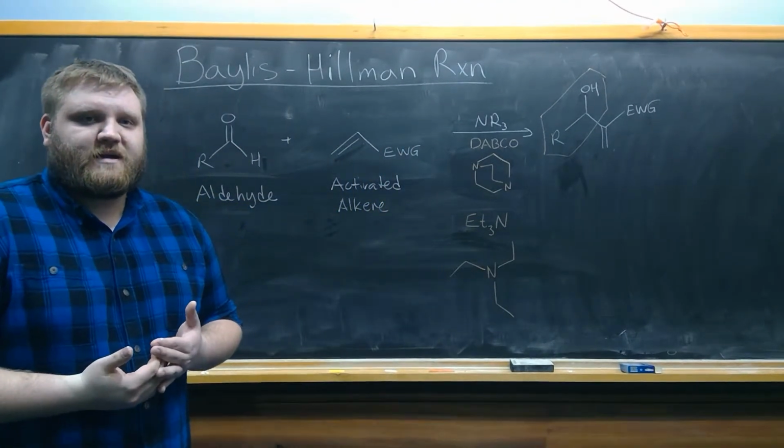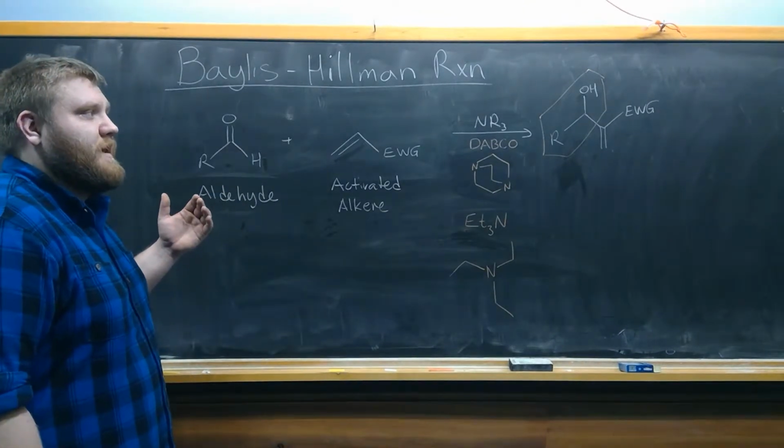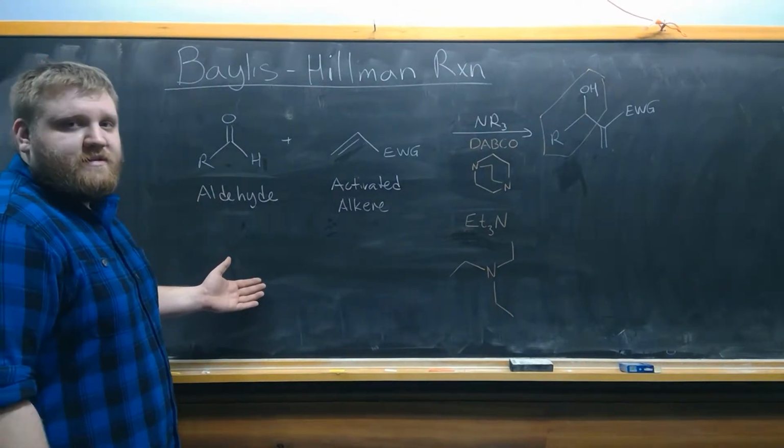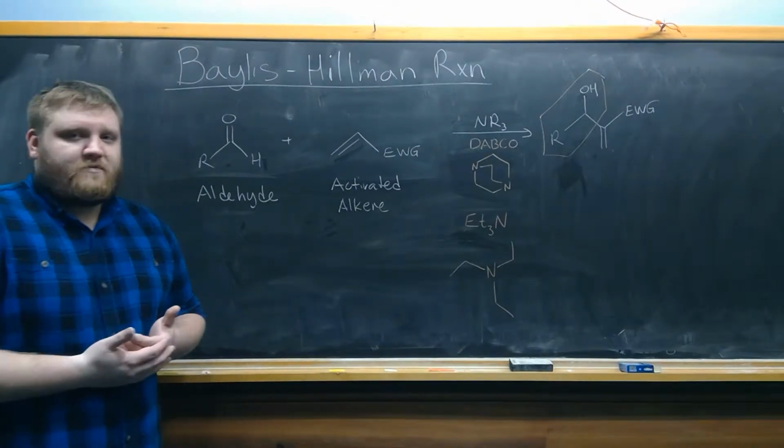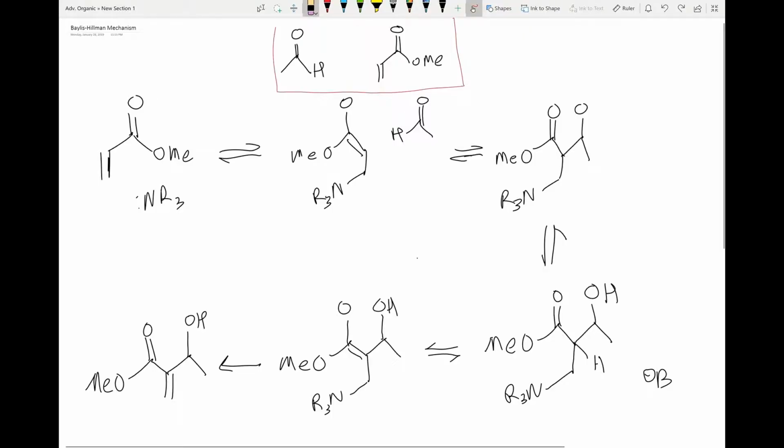Let's take a deeper look at the mechanism, and then we'll come back and do a predict the product example, and we'll look at a literature example. So the Baylis-Hillman mechanism is pretty simple. We take, this is our aldehyde, and this is our ester.